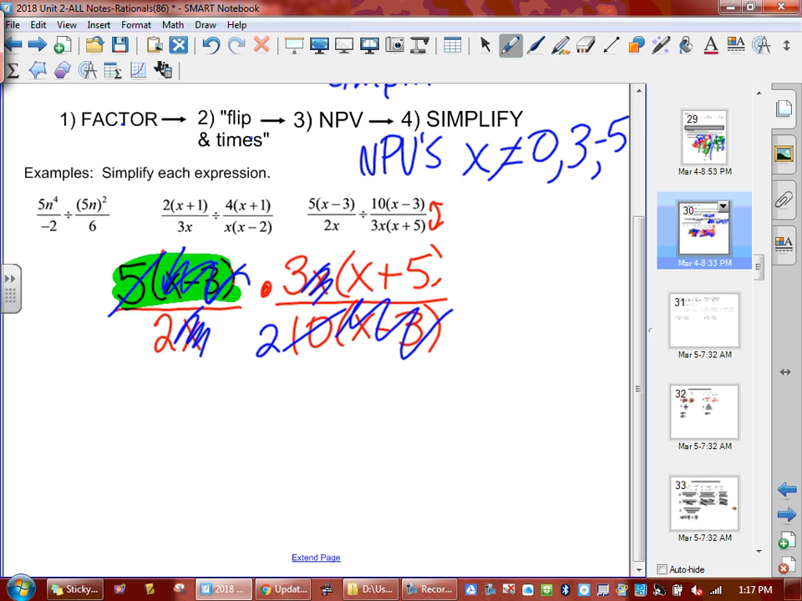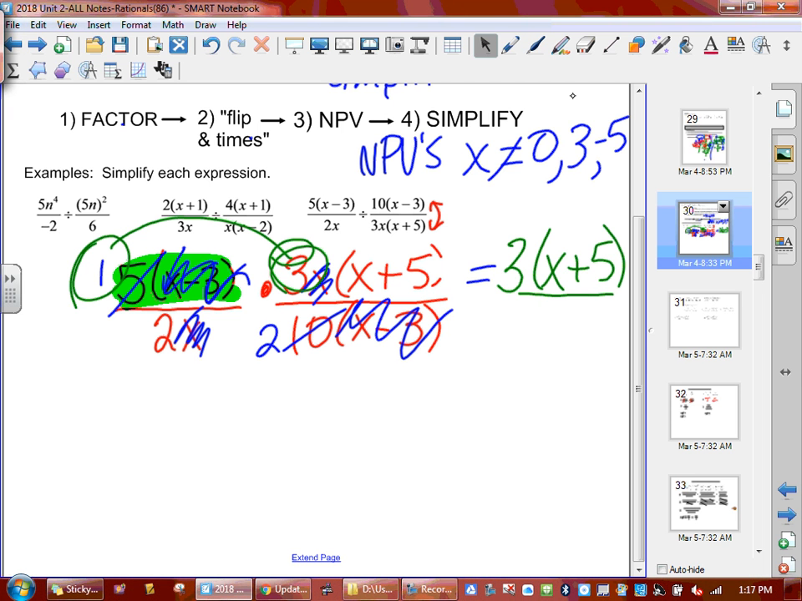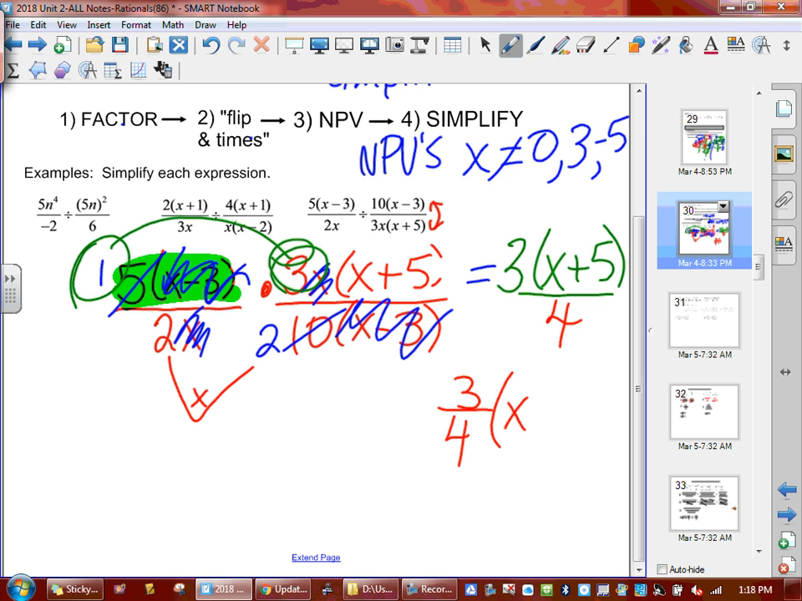So now on top, this 1 is going to times that 3 here. We're going to get a 3 in front of x plus 5. On the bottom, these two little 2's, we have to multiply them. So we're going to get 4 on the bottom. Now they could throw that as a fraction times the bracket. So it could be written this way.